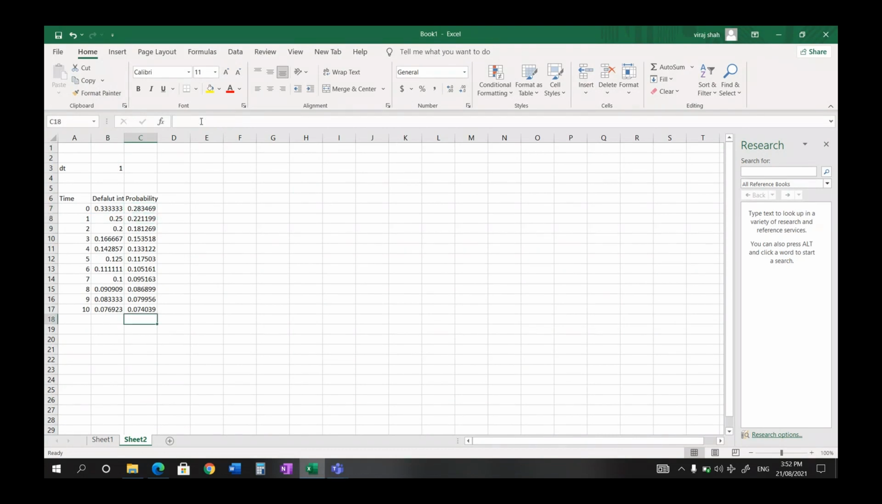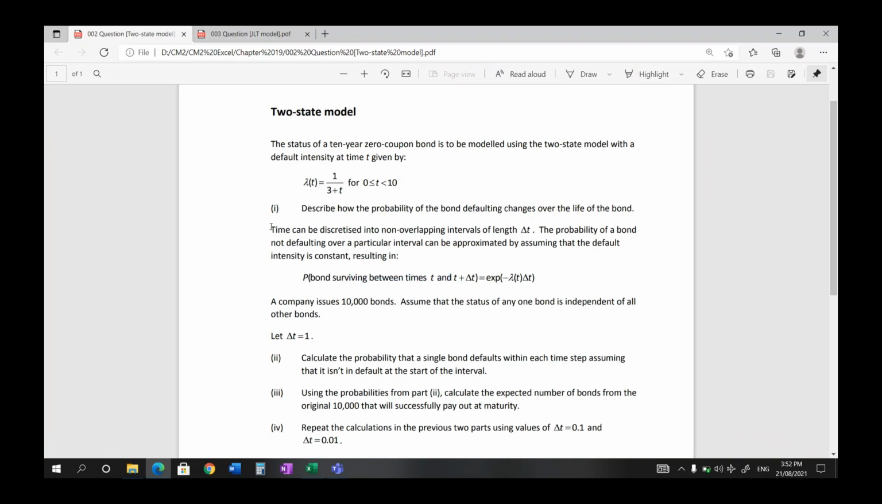So basically this indicates the probability at time 9. Okay, but basically as your sum goes, the probability is more. So this is happening. Now let's read the question ahead.